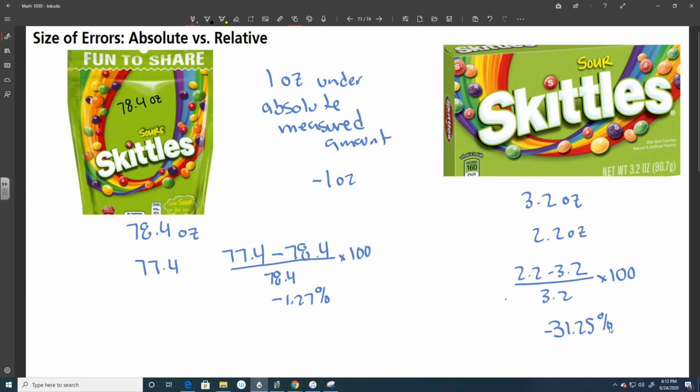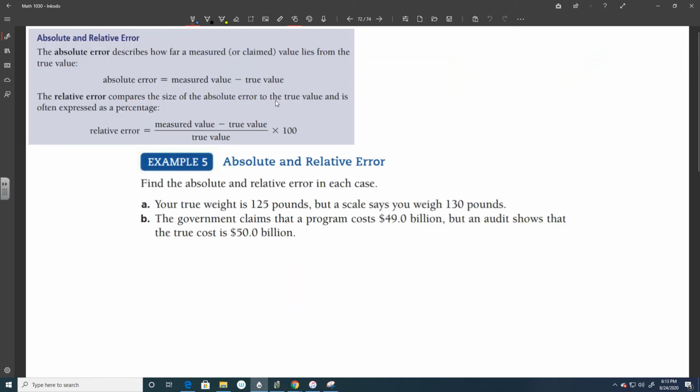So even though the absolute error was the same, the relative error is huge because you're losing a third of this box because of that error they made in measurement. So instead of 13 Skittles, you're only getting like 8. All right. So the actual formulas, you can pause the video and write these down.